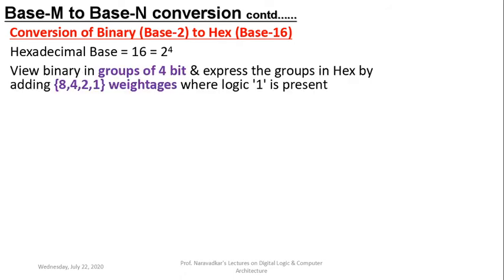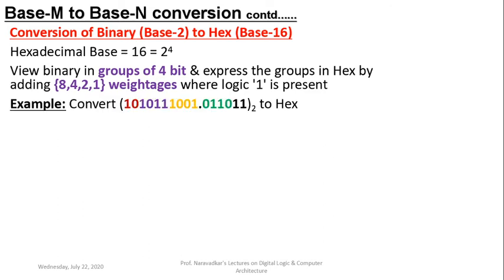So here, simply view that binary in groups of 4 bits and express each group in hexadecimal by adding 8 4 2 1 weightages where logic 1 is present. Even in case of binary to octal, we have seen groups of 3 bits and the weightages were added as 4 2 1. In binary to hexadecimal conversion, there should be groups of 4 bits and the weightages are to be added as 8 4 2 1 here, where logic 1 is present.